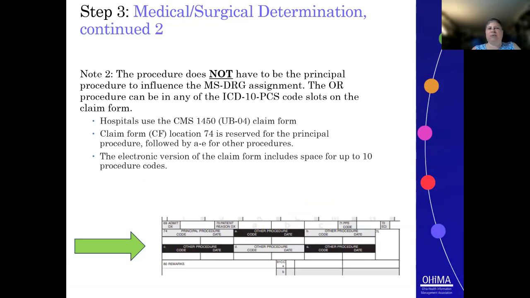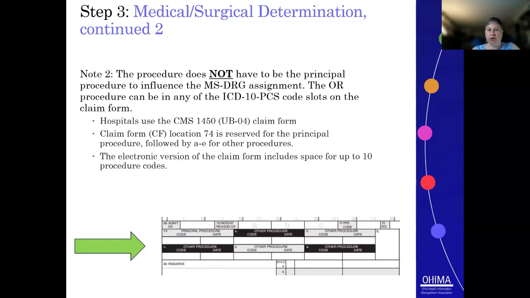Note 2, the procedure does not have to be the principal procedure to influence the MS-DRG assignment. The OR procedure can be in any of the ICD-10 PCS code slots on the claim form. So again, we're busting another myth here that the procedure that impacts the MS-DRG assignment has to be the principal procedure. That's just not true. It can be in any of the slots on the claim form.